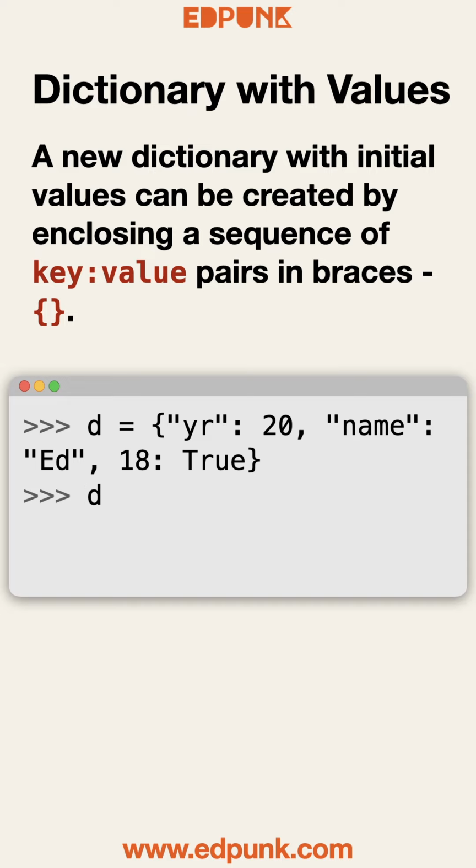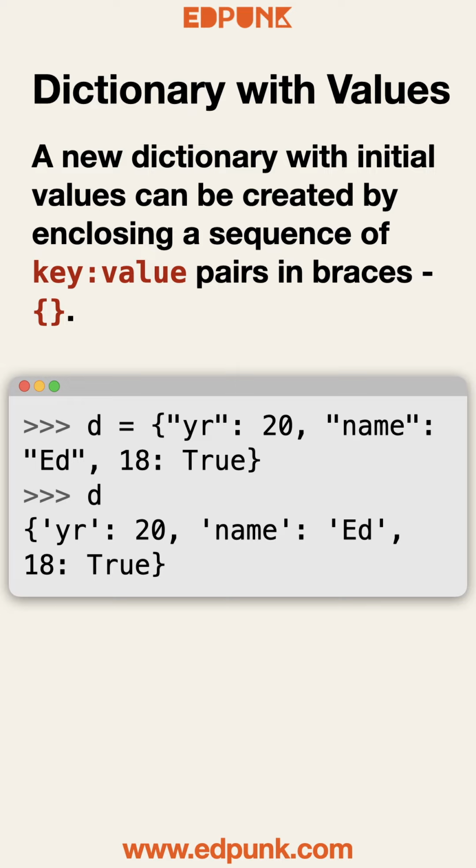Now, let us output the dictionary. We can observe that the dictionary properly maps the key value pairs and it has been successfully stored.